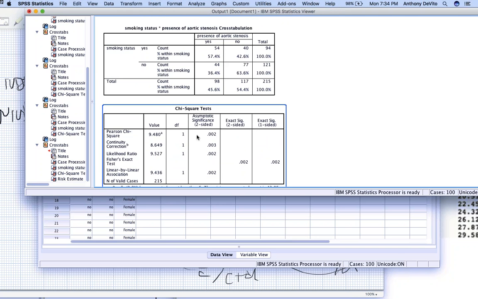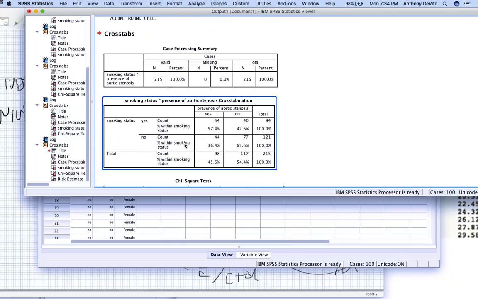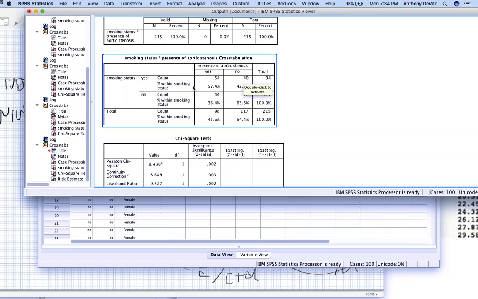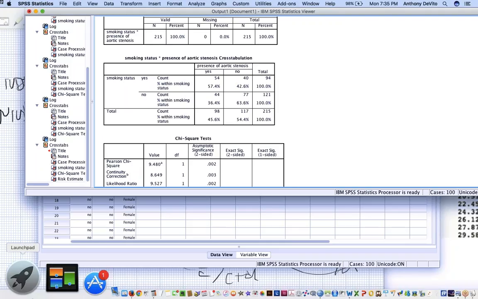And my odds ratio, what was it again? 2.36. Yeah, that came from, where'd that come from? 54 divided by 40 is my odds for smokers, and 44 divided by 77 is my odds for non-smokers. So 54 divided by 40 divided by 44 divided by 77 is my odds ratio. And that's where that 2.8, whatever it was, came from. There's a little more of a gap there between the risk ratio and the odds ratio. Yeah, there is. They're not always the same, right?